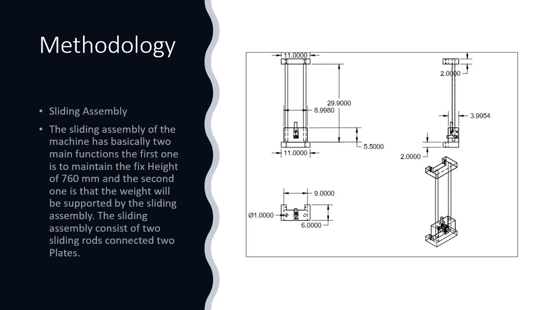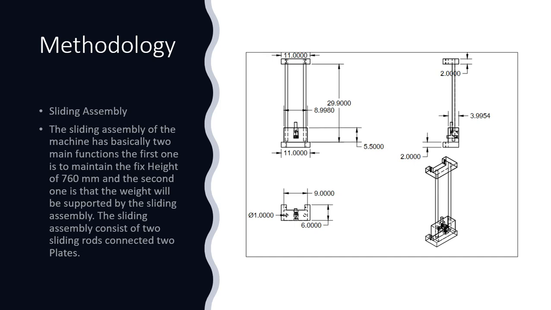Now the second main problem was to maintain the fixed height of 0.76 meter. So the sliding assembly of the machine has basically two main functions. The first one is to maintain the fixed height of 0.76 meter, and the second one is that the weight will be supported by the sliding assembly, which consists of sliding rods and connected plates.